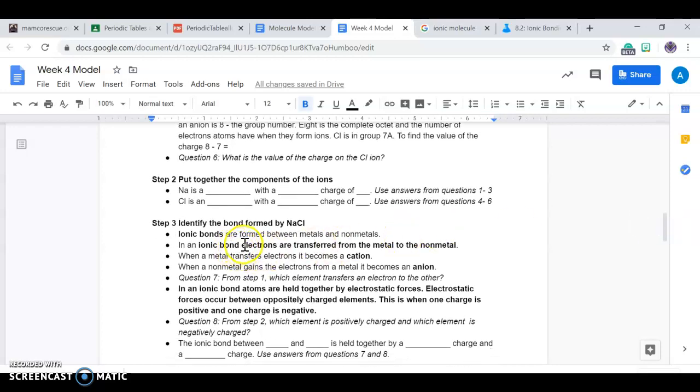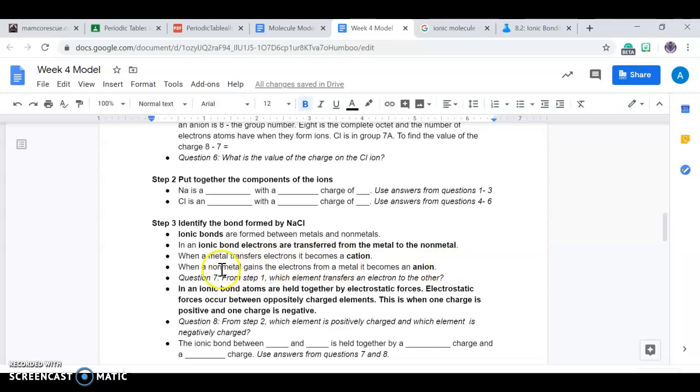Ionic bonds, right? Electrons are transferred from metal to nonmetal. So that was covered during quarter 3. When a metal transfers its electrons, it becomes a cation. So we talked about that above, right? Metals become ions, they're cations, and they lose electrons. So if a metal transfers its electrons, it's lost electrons, it becomes a cation. When a nonmetal gains electrons from a metal, it becomes an anion. So electrons go from your metal to your nonmetal. We talked about that in step 1.